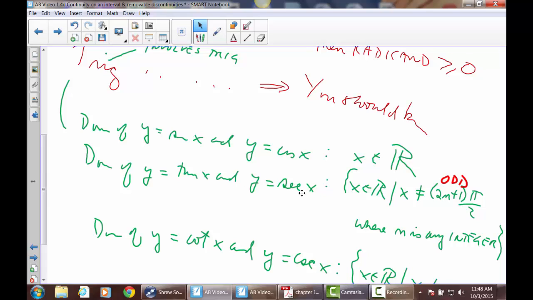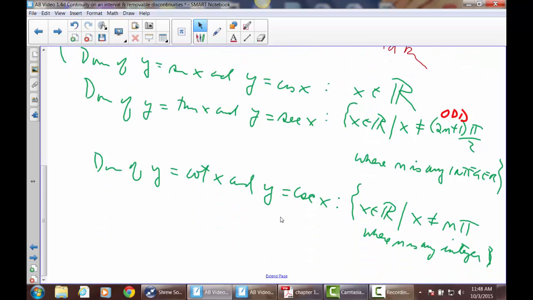They're going to be discontinuous whenever cosine is 0, and cosine is 0 at pi over 2, 3 pi over 2, 5 pi over 2, the odd multiples of pi over 2. So the domain is all real numbers except for the odd multiples of pi over 2, where n is an integer. Cotangent and cosecant are both over sine. They're going to be undefined at 0, pi, 2 pi, 3 pi, 4 pi, etc.